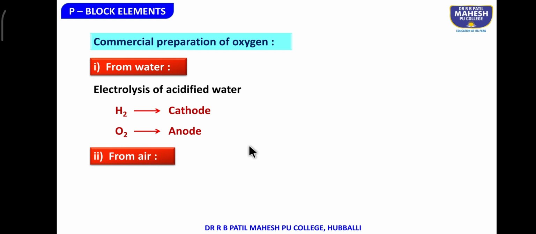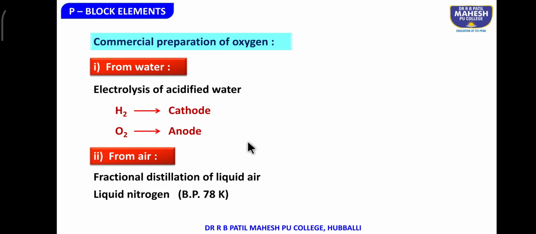From air, by fractional distillation of air. So first air is liquefied, and after that we have to carry out fractional distillation that leads to the formation of oxygen. Liquid nitrogen has a boiling point of 78 Kelvin, whereas liquid oxygen has a boiling point of 90.2 Kelvin. So it is first nitrogen that is removed, and after that it is oxygen.